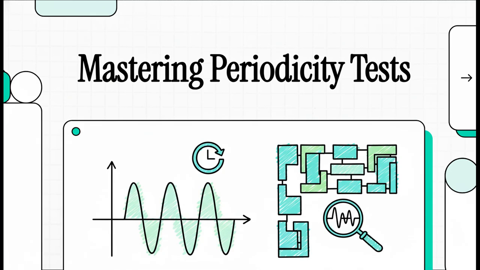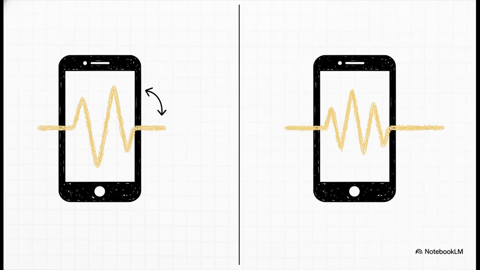All right, welcome everyone. In this explainer, we are going to absolutely master one of the most fundamental properties of signals, periodicity. And to get us started, you just need to think about the phone that's probably in your pocket right now. Think about it. Your phone's ringtone. It plays that same melody over and over again, right? That's a classic periodic signal.